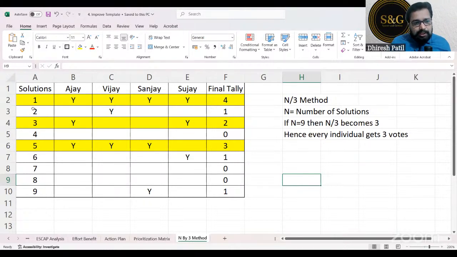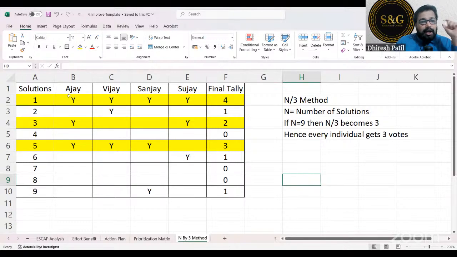Now, look at this. You have got solutions in the list, and there are your team members: Ajay, Vijay, Sanjay, Sujay. I've just used some names. So, what is n/3? N means the number of solutions. Let's say you have 9 solutions, just a random number. Now, n/3 becomes 3, so 9 divided by 3 is 3. That means every individual gets 3 votes to cast.